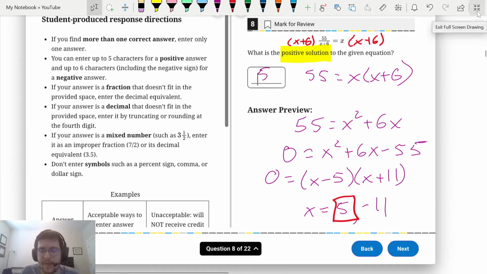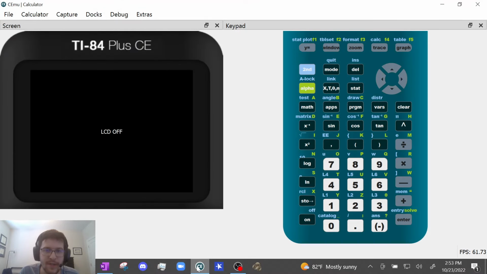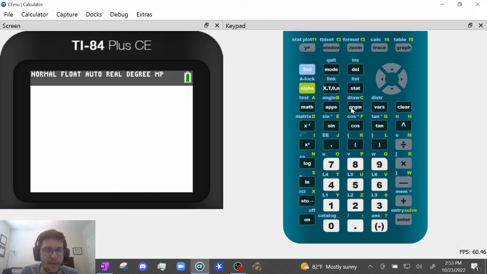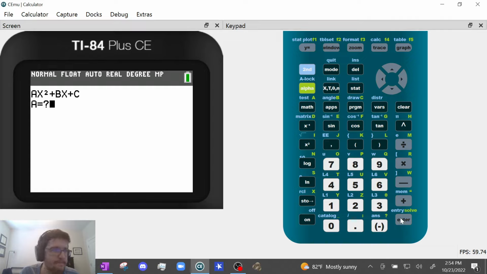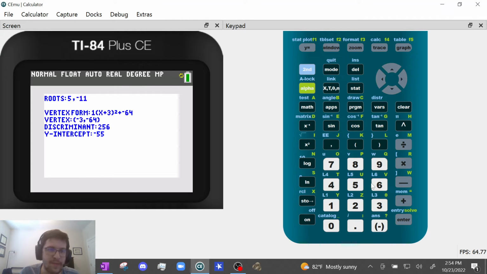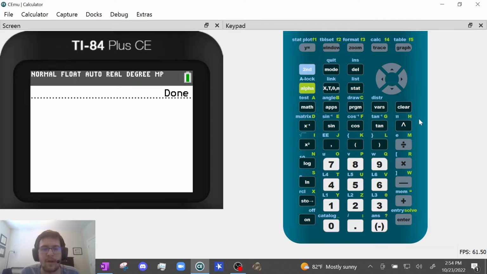If you wanted to, what you could do is, if you have a quadratic solver on your calculator, I use the College Panda SAT program, at least right now. If you go to quadratics and then click on standard form, you could type in the quadratic. The coefficient of x squared was 1, the coefficient of x was 6, and the c was negative 55. So see, it tells me the roots are 5 and negative 11. So you can check your work, or if the numbers were really big and you just weren't seeing it, just use the calculator to help you solve it. It's not a big deal.